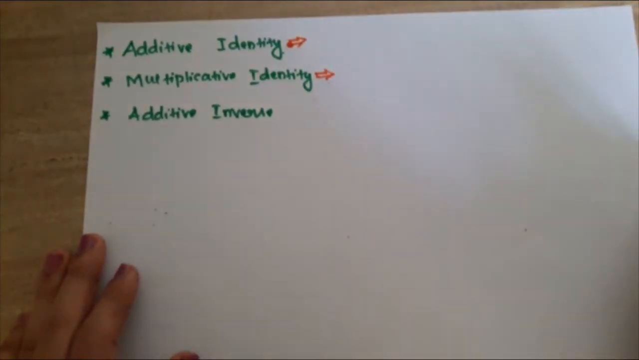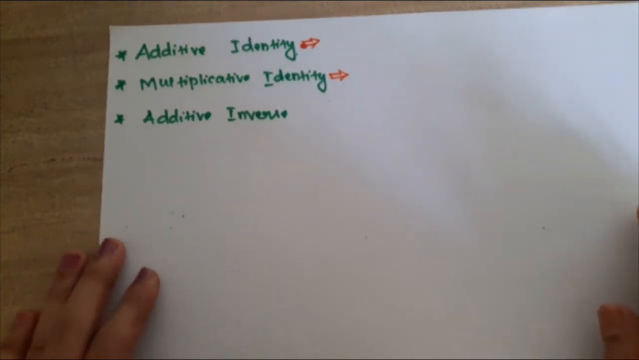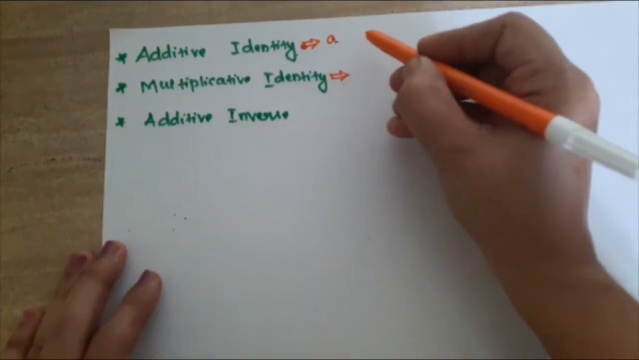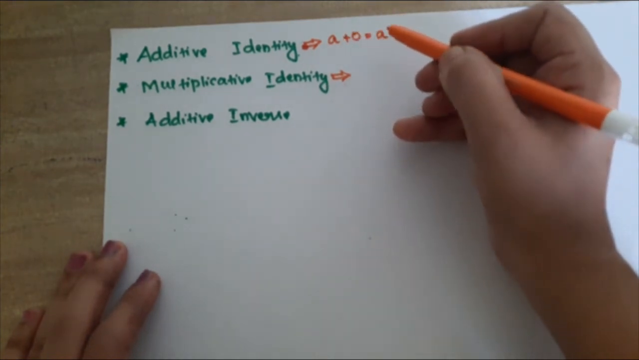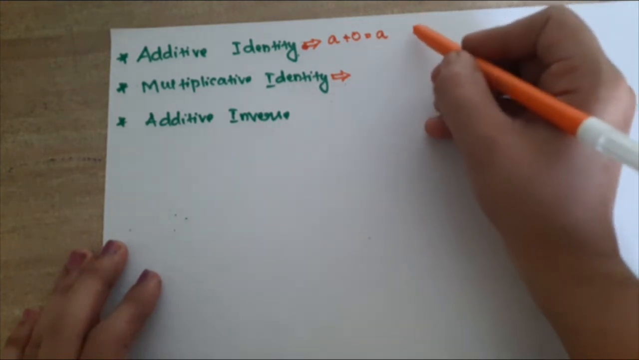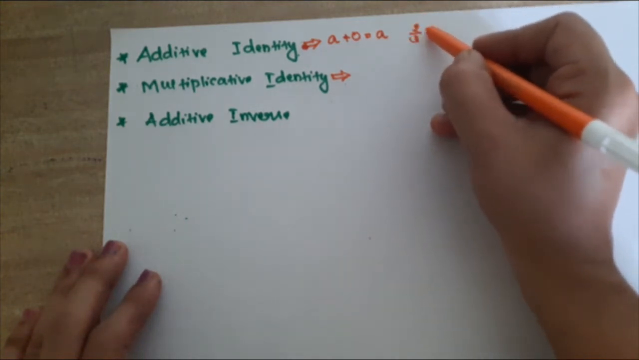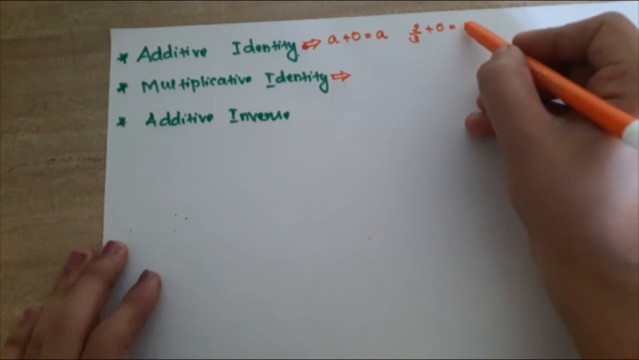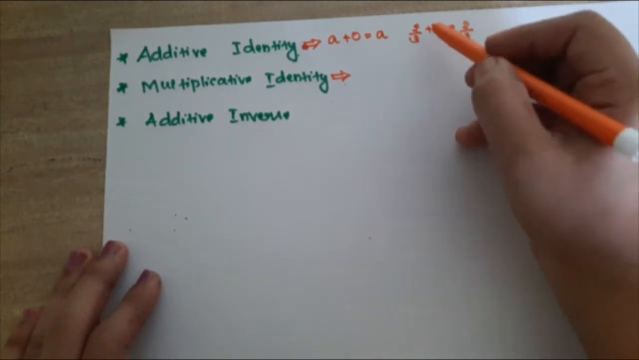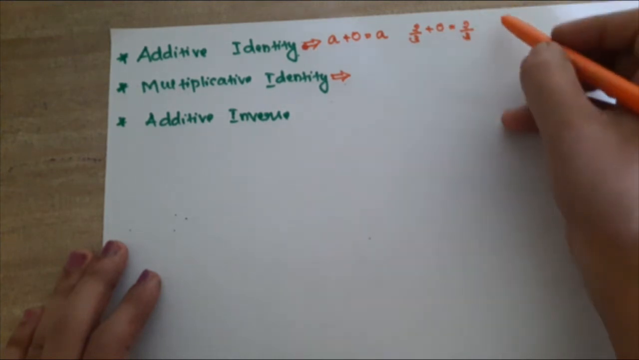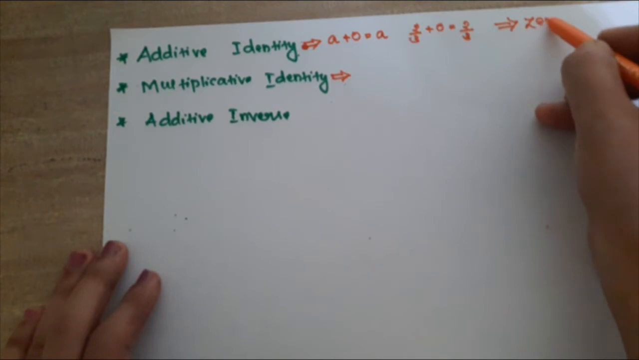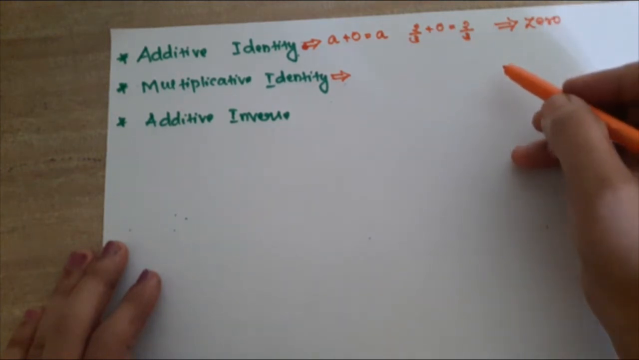Next is the additive identity. What is the additive identity? For a rational number a, when we add 0 to this number, we get the same number, right? That is, 2 by 3 plus 0 is 2 by 3. That means when we add 0 to a rational number, we get the same number. So this 0 is called the additive identity for rational numbers.